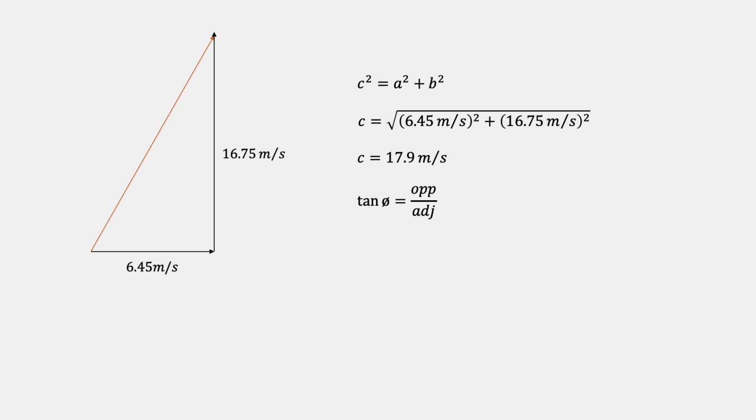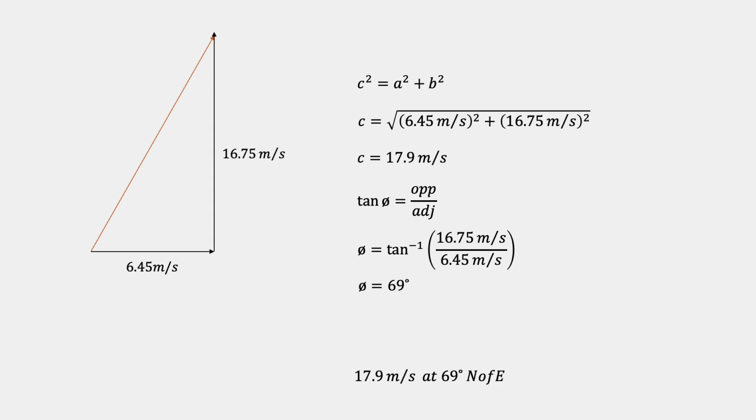And then I'll use trig to get our direction. So our angle is equal to arctan of 16.75 divided by 6.45, giving us an angle of 69 degrees. So we can say our overall answer is 17.9 meters per second at 69 degrees north of east.